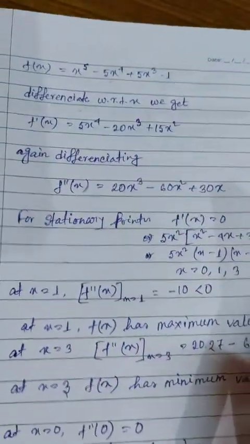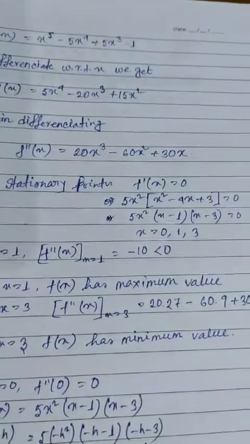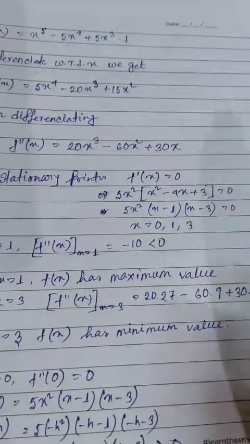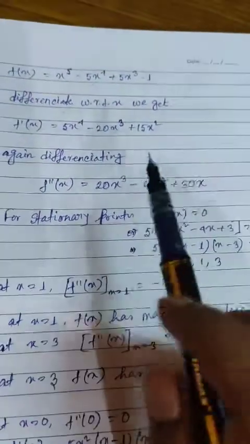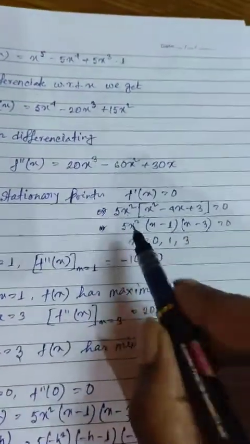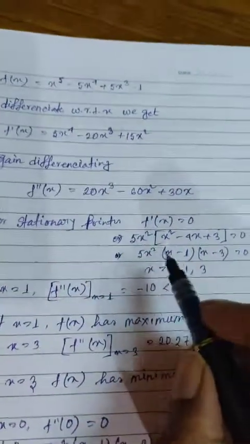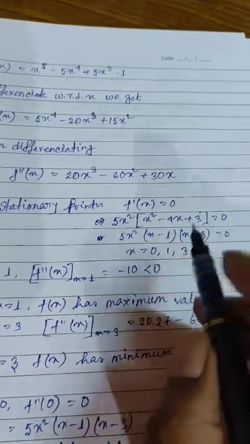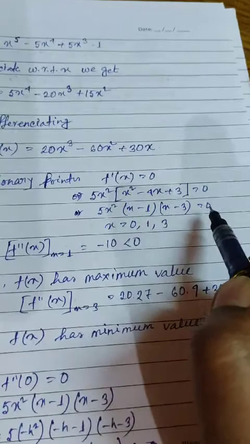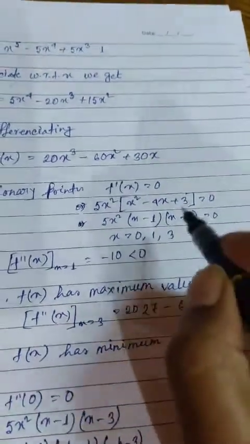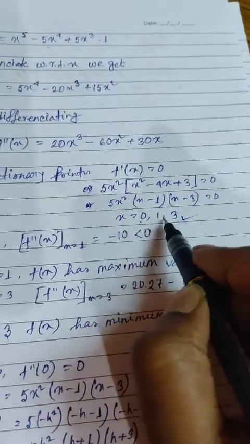And now for the stationary points, we have to make f'(x) equal to 0. If we make f'(x) equal to 0, then from here, taking 5x² common, we get 5x² into (x² − 4x + 3), and if we simplify, we get 5x² into (x − 1) into (x − 3) equal to 0. And from here we can find the stationary points: x equal to 0, 1 and 3.